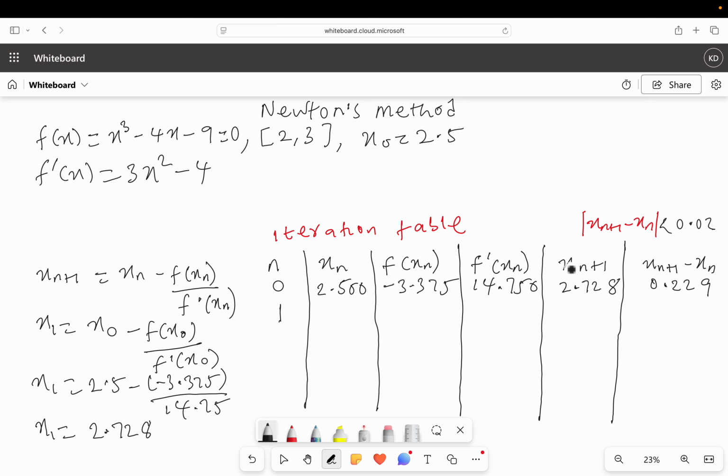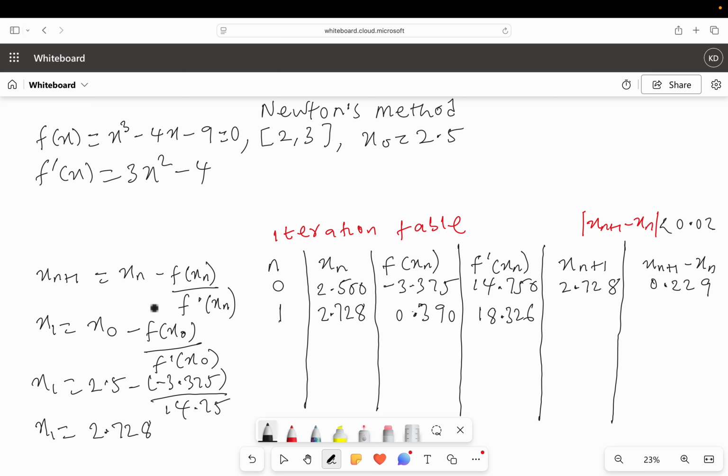So now my S1 is this value now. So I will have 2.728. I just have to substitute it into my polynomial equation in order to obtain this. So I will have 0.390, and I have to substitute it into my f prime of x in order to obtain my value, which is 18.326. So I'll have to repeat this process.